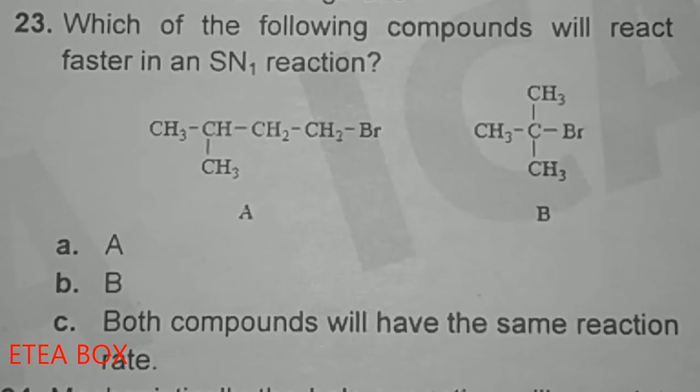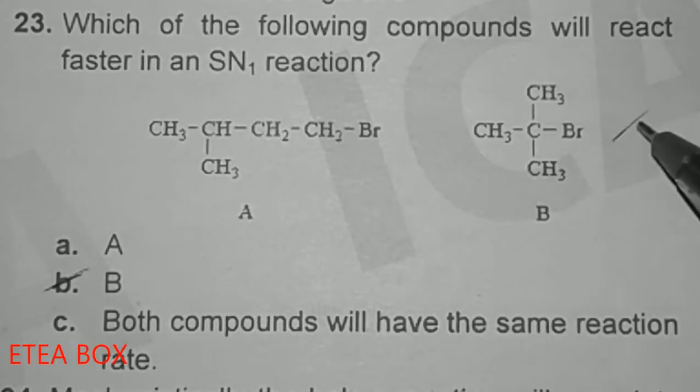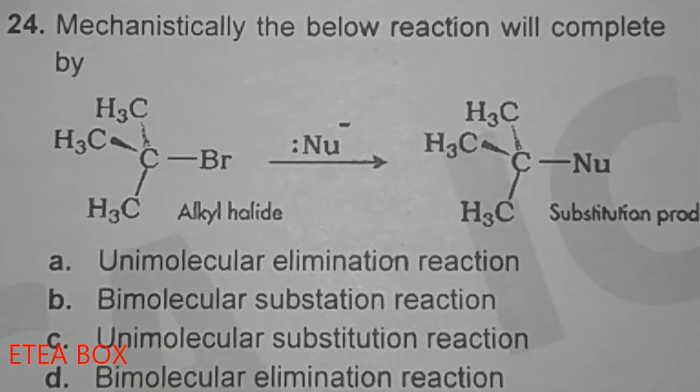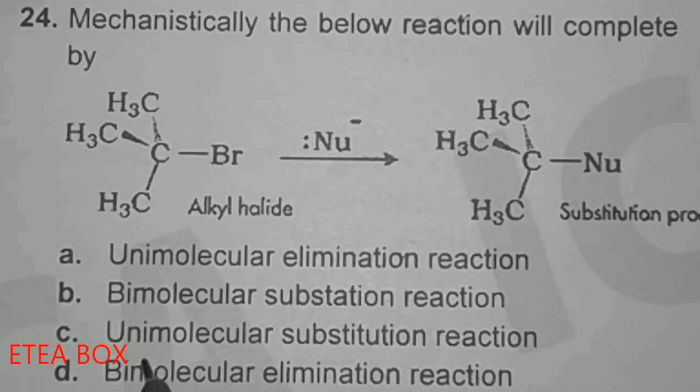Which of the following compounds will react faster in SN1 reaction? So we know that in SN1 reaction the tertiary alkyl halide reacts faster. So option B here, this one will react faster. Okay, mechanistically the below reaction will complete by, now look at here, this is a tertiary alkyl halide and a nucleophile is present, so we can say that the tertiary alkyl halide undergoes the SN1 reaction. Okay, so in this case it will be a unimolecular substitution reaction. Option C is correct here.